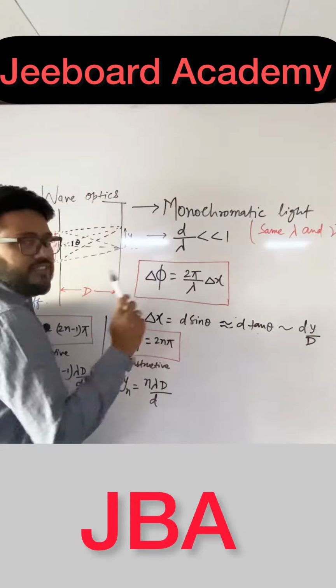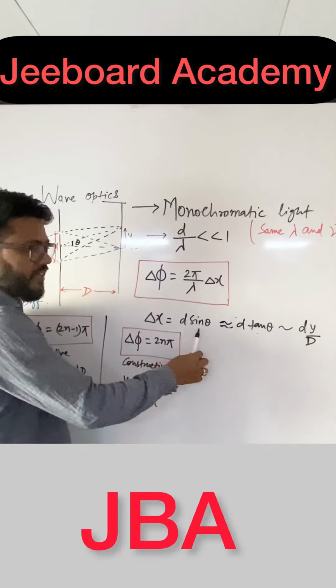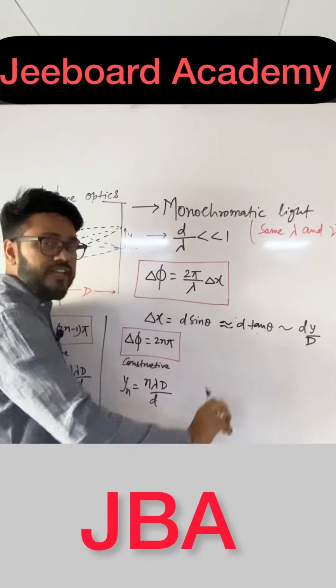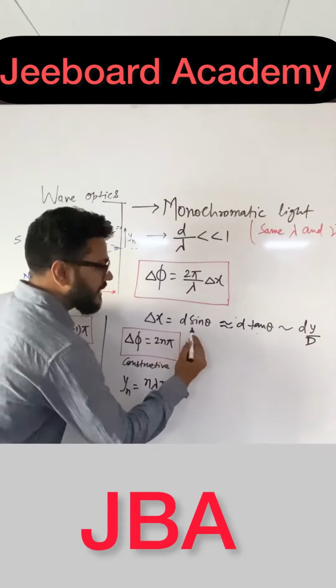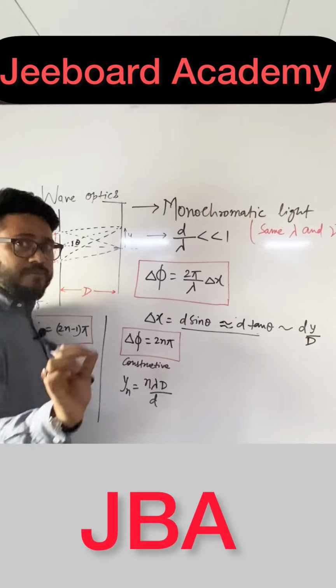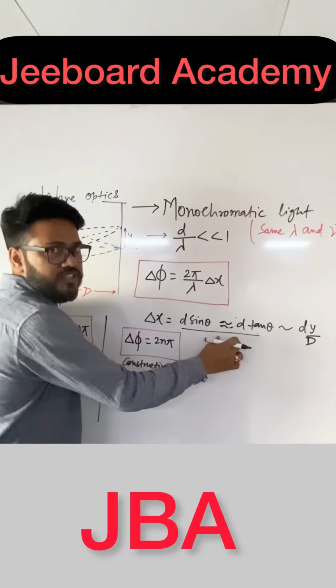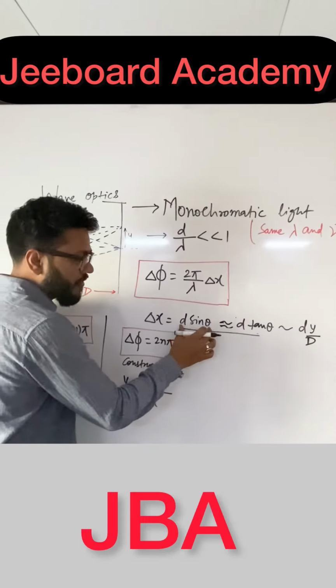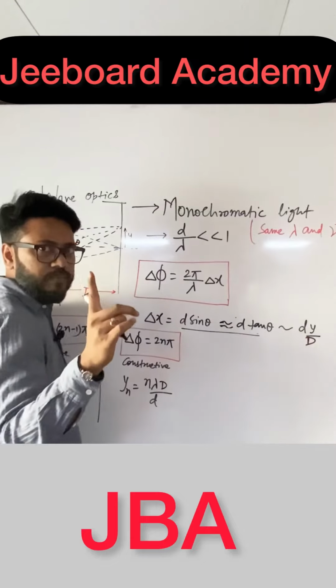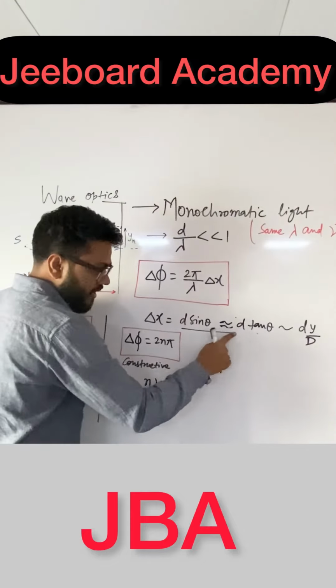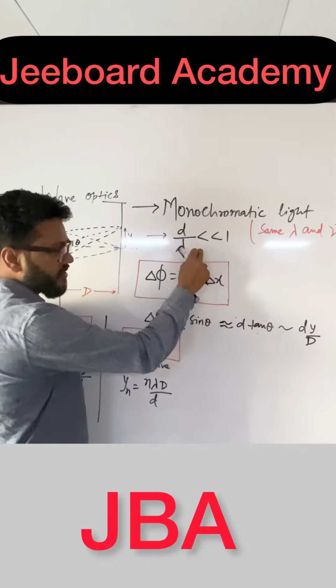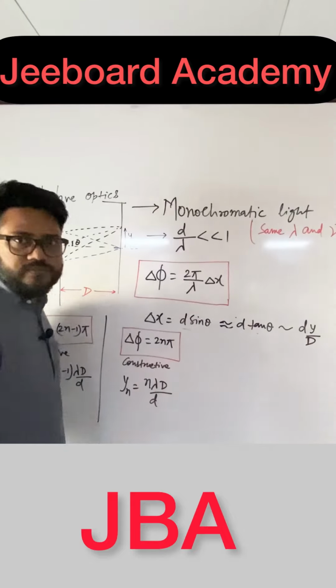The path difference that we have to calculate is delta x equals d sine theta, which is approximately equal to d tan theta. The most important part is here: in JEE Main, they make tricky questions in which we cannot use this relation. We have to directly calculate this first, then this. Point to be noted: in tricky questions, we have to consider this first. Okay. Thank you.